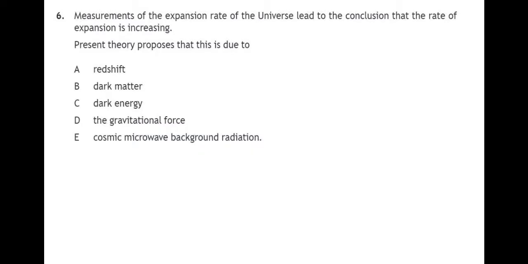Number 6. Measurements of the expansion rate of the universe lead to the conclusion that the rate of the expansion is increasing. Present theory proposes that this is due to dark energy.